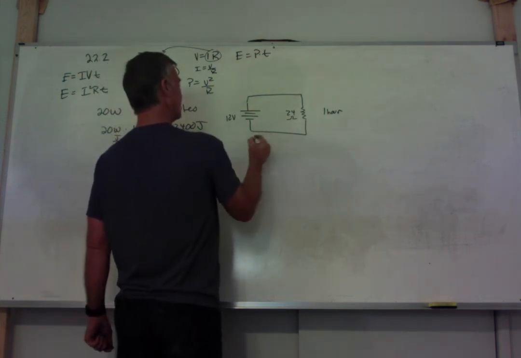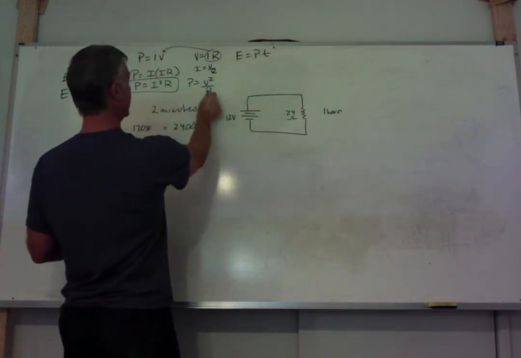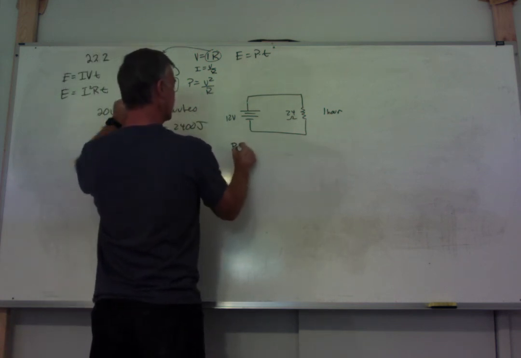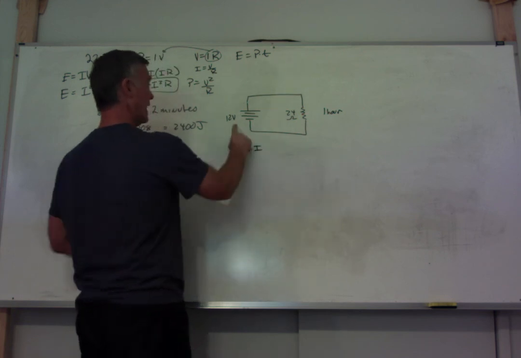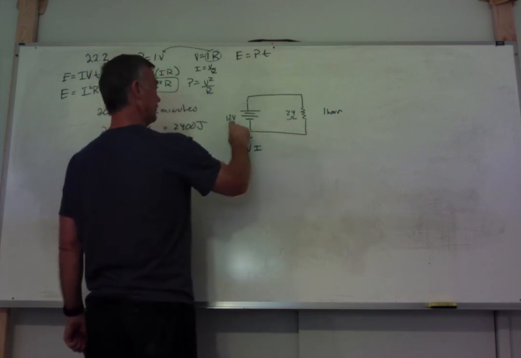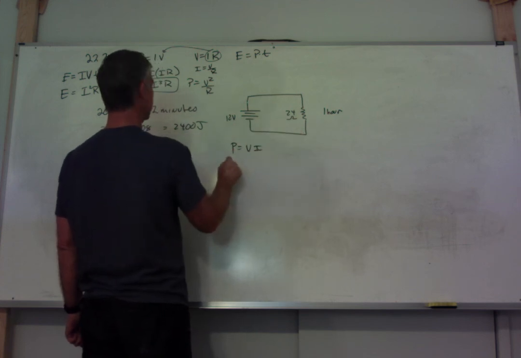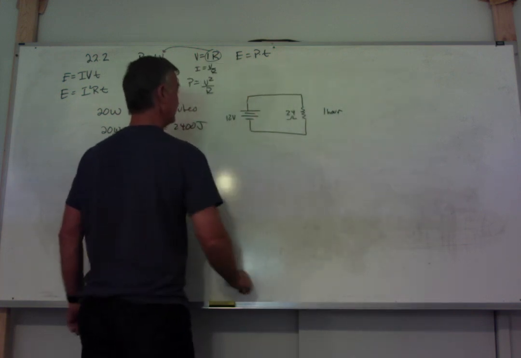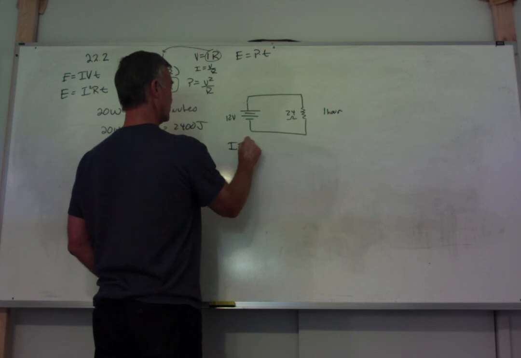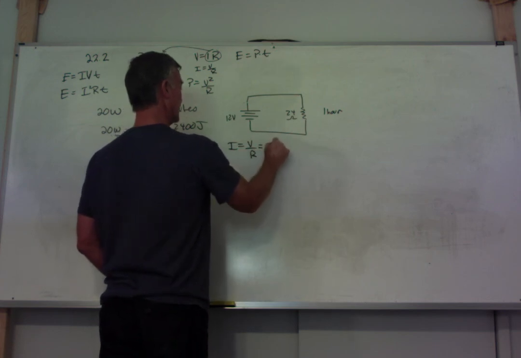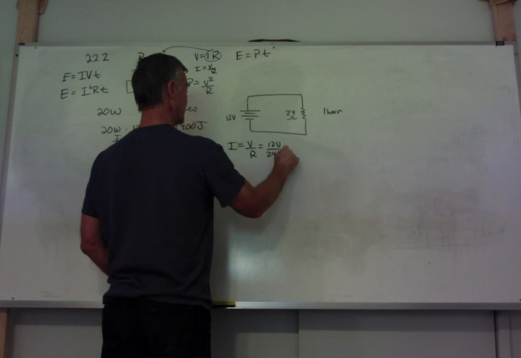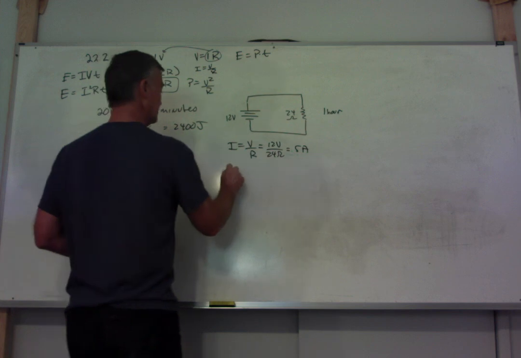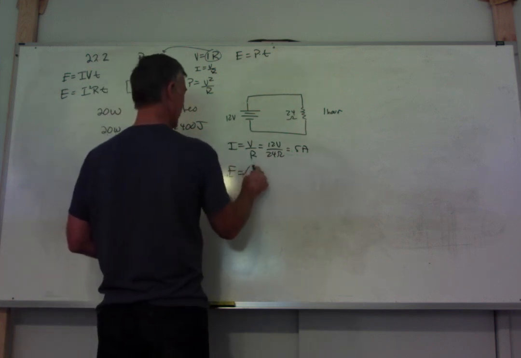So first thing I would have to do here, well, I could use this equation, but we're going to use this one. The power here is voltage times current, or I could find current by doing volts divided by resistance, but I'm sorry, I don't know what my power is yet. So first thing I have to do is find my current. Current is voltage divided by resistance. 12 volts divided by 24 ohms is 0.5 amps. And now my energy will be I squared R times T.